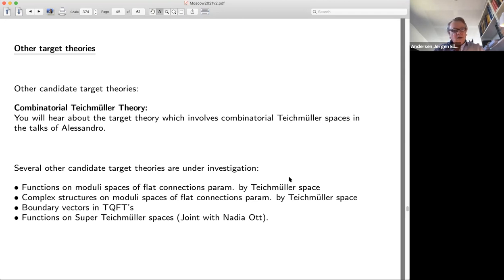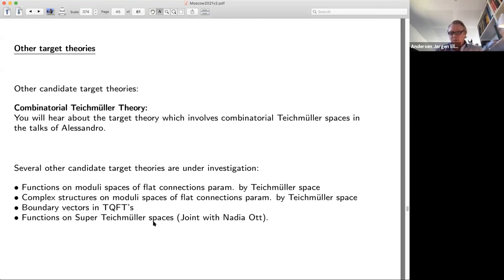And I'm also working on boundary vectors in TQFT, because that's related to this, since we don't know a good geometric formula yet for the boundary vectors in the context of geometric quantization of moduli spaces. But everything here can be made to work as far as the target theories are concerned. So you can look at the target theory which is smooth sections of the line bundle over moduli space, but then functions from Teichmüller space into that too, and so on. So there's really a lot of possibilities.